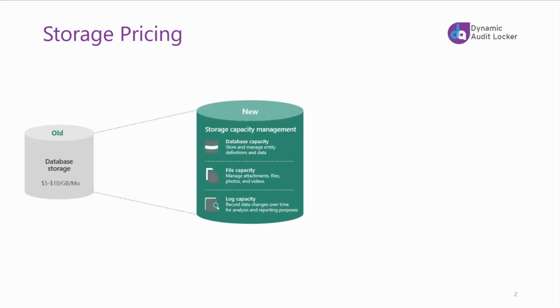In the new model, which is in place now for new environments, and will become effective on the next renewal cycle for most existing customers, the storage is broken down into 3 different buckets, with different pricing and per-user allotments. There's database capacity, which covers your basic CRM data and the entity definitions, which you get 10 gigabytes to start with, plus 250 megabytes per licensed user. Additional database storage costs $40 per gigabyte per month.